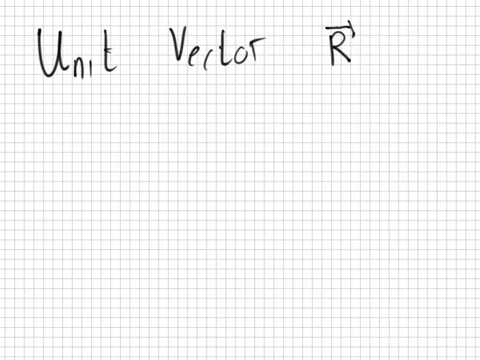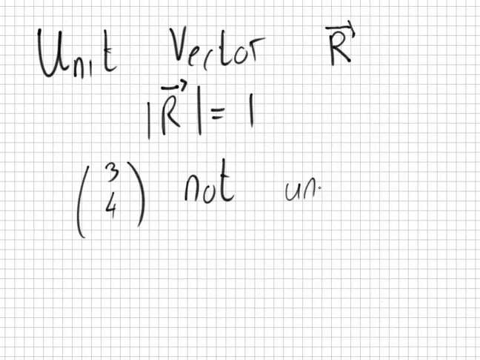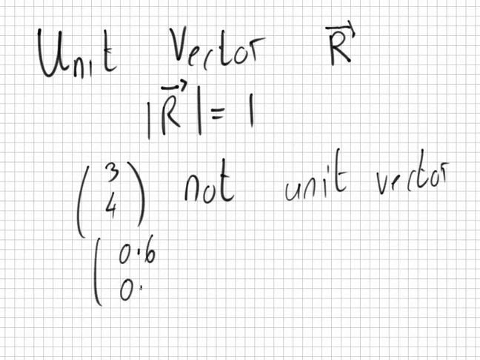Okay. So what is meant by a unit vector? A unit vector is any vector that has a length of 1. So for example, this vector 3, 4 is not a unit vector. However, this vector here, 0.6 and 0.8, that is a unit vector.